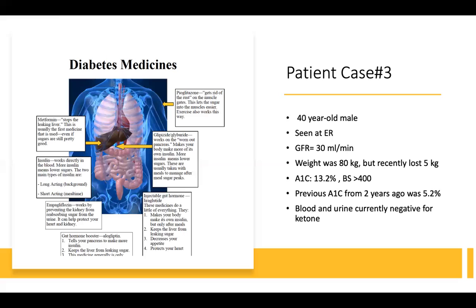Patient case number 3. This is a 40-year-old male seen at the emergency room. His weight was 80 kilograms, but he lost 5 kilograms just recently and unexpectedly. His recent A1C is 13.2%, and this is an increase from 5.2% about 2 years ago. Blood and urine are currently negative for ketones in this patient. I am going to pause for a second. Think about what you would use in this case.